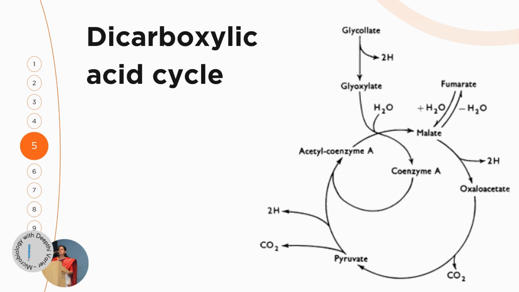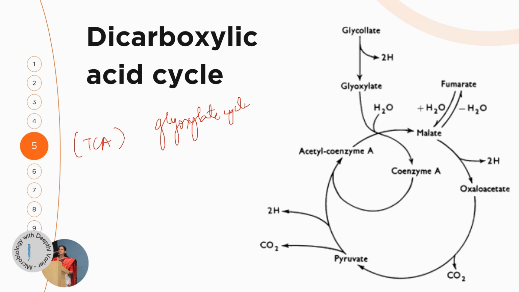The dicarboxylic acid cycle is very similar to the glyoxylate cycle, which is seen in many organisms. So let me first tell you what the glyoxylate cycle is, and then we can see what is the difference with the dicarboxylic acid cycle. The glyoxylate cycle is a variant of the TCA cycle, that is tricarboxylic acid, or what we also call the Krebs cycle or citric acid cycle. You can find a video for that on my channel.